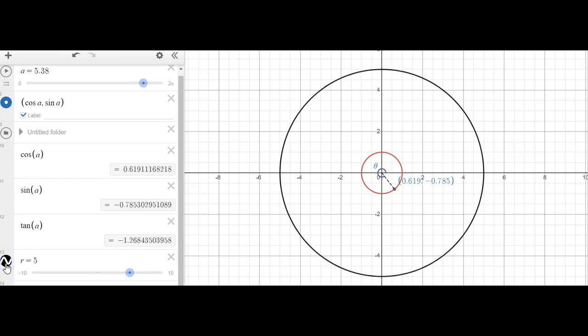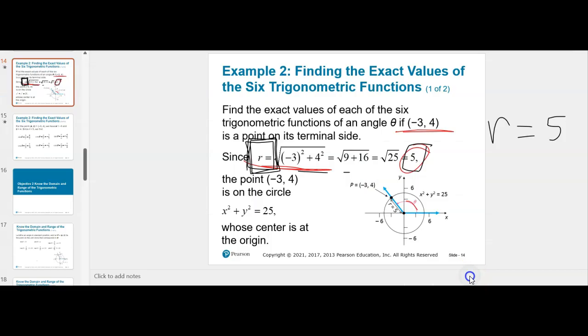Literally, r means radius. Radius equals 5, and Desmos will give you a graph of a circle. And r, the radius of a circle that has a particular point on it, can be found just by squaring the x coordinate, squaring the y coordinate, adding, and taking the square root, and you've got the radius of a circle centered at the origin that would contain this point.